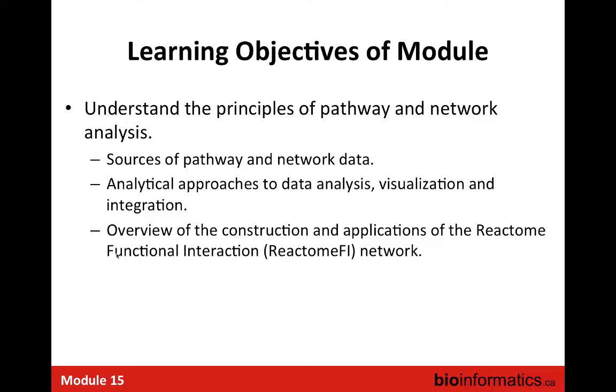I want you to understand the different sources of pathway and network information. I think there are some important points to raise there, because for all the analytical approaches that you apply, you need to understand not only your own data, but where the data you're trying to integrate it with comes from. That can sometimes influence your results, so you have to be aware of that. I'll talk a little bit about some of the analytical approaches. I won't give you a ton of stats stuff; I'll leave that to Quaid, who's going to be here a bit later. And I think Yuri might have introduced some of the enrichment approaches earlier. And then we'll do the Reactome FI network.